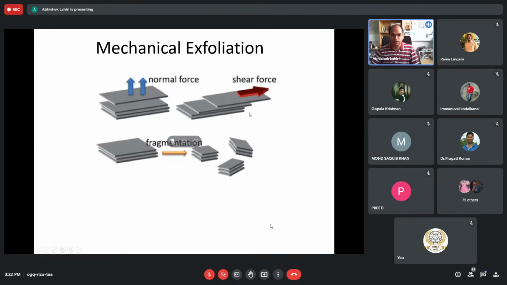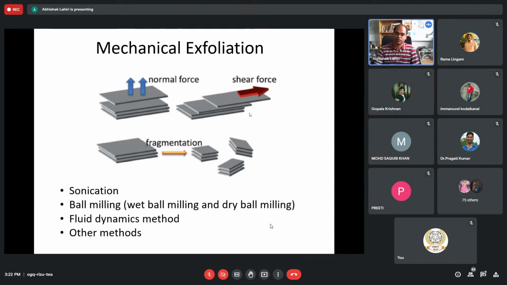Ideally, when you exfoliate a particular material, you're combining both the normal force and the shear force. So what are the various ways one can do mechanical exfoliation? There are four ways. One is sonication. The second is ball milling, which can be done as wet ball milling or dry ball milling. You can use fluid dynamics methods in order to exfoliate, and there are certain other methods which we will look through. We will go through each method one at a time.